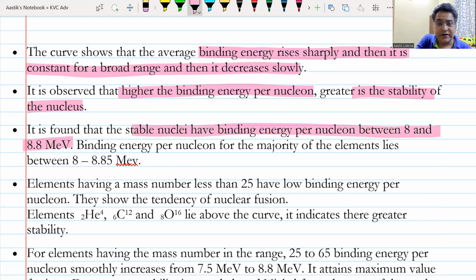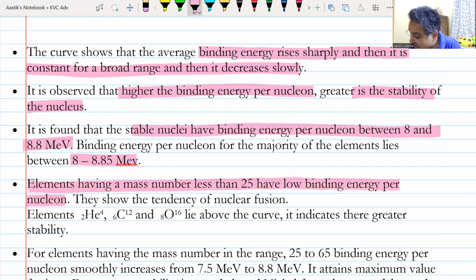8.8 is the most stable, which lies somewhere between iron and nickel. Yes or no? Yes. For most of the stable elements, a large part of the curve is flatter and lies somewhere between 8 to 8.5. Yes or no? Yes, sir. Elements with mass number less than 25 have low binding energy per nucleon, so they will combine together and form a bigger nucleus so that they become more stable. Do we understand this? Yes, sir.